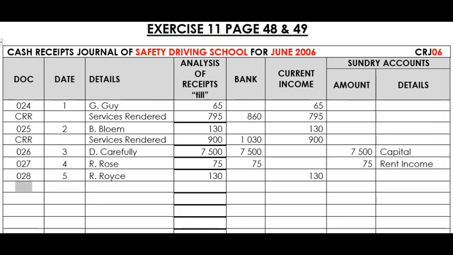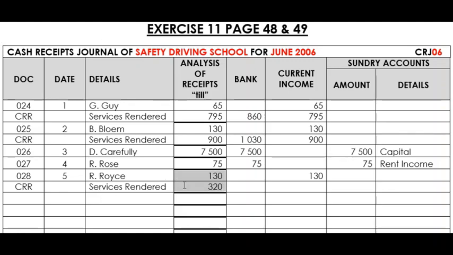Then we can look at the till slip. Remember, the document for a till slip is CRR. It's still on the 5th, so we don't write the date again. We don't know what the customer's name is, but we know we received the money for services that we've rendered. The total value was 320 Rand.